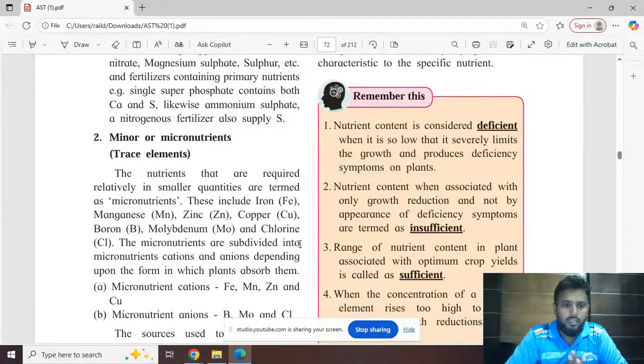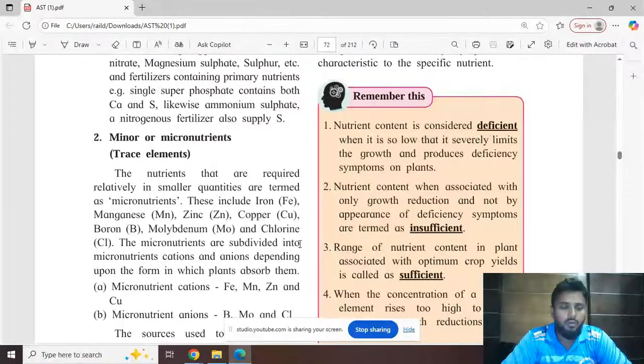Today we started chapter number 6, that is plant nutrition, and we were studying the different essential elements, then its classification. In that classification we saw two types of essential elements. First one was major or macronutrients, and in that again three subtypes were there, that is basic, primary and secondary. And now we are going to study the minor or micronutrients, also called trace elements.